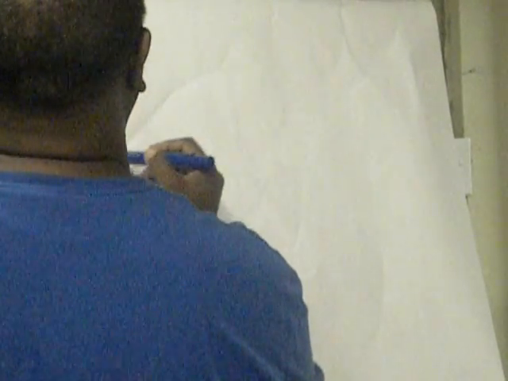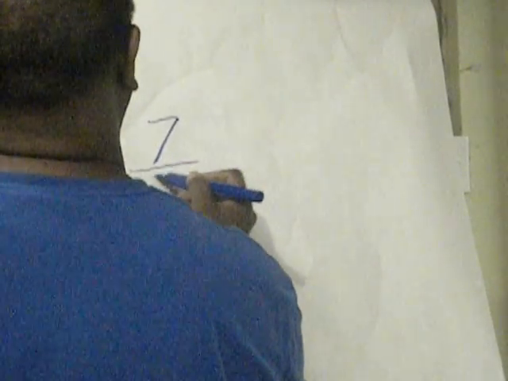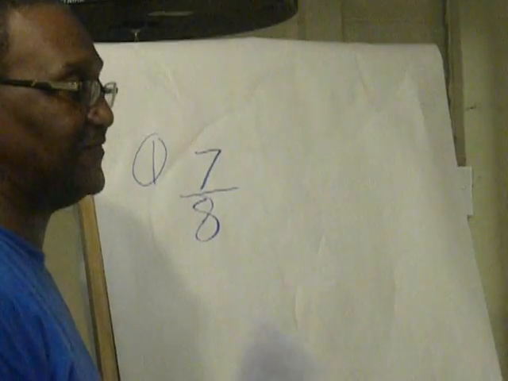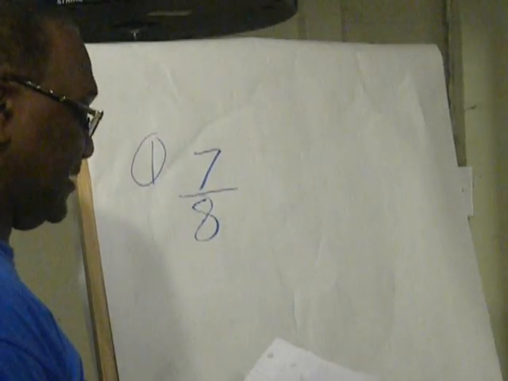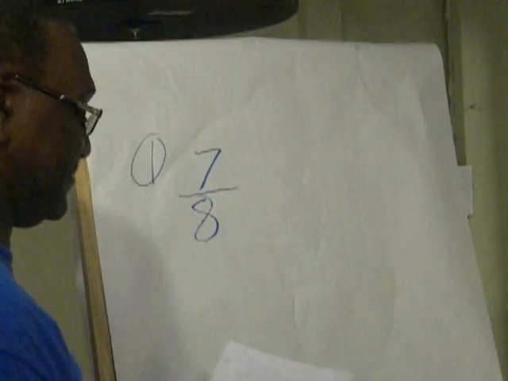Okay, what we're going to do, here's number 1, 7 over 8. What we need to do to solve this problem is find the most common denominator. Okay, what is it? 56.